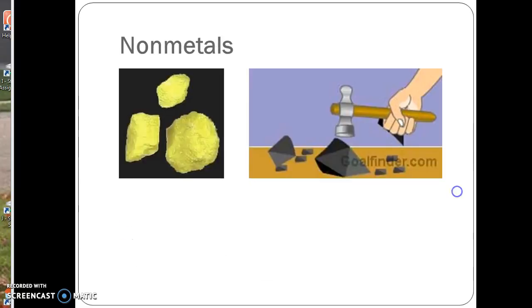Okay? So here's a picture of a couple of nonmetals. This one over here on the left is sulfur. It's yellow, so you can see it's not shiny, it's considered dull. If you hit it with a hammer, it's going to shatter into little powder or little pieces. And it's also going to follow the rest of those properties. It's going to have a low boiling and melting point.